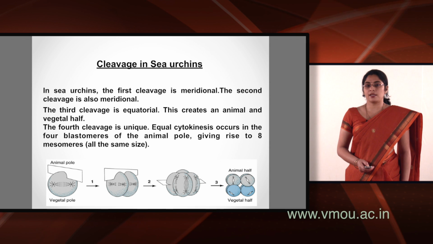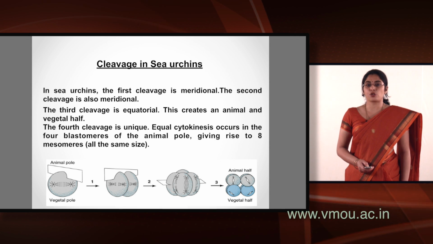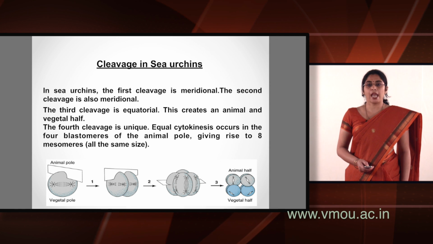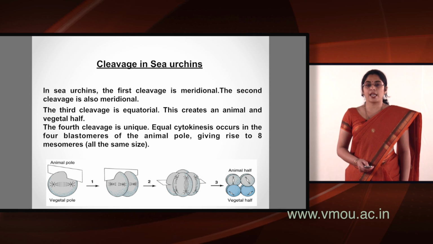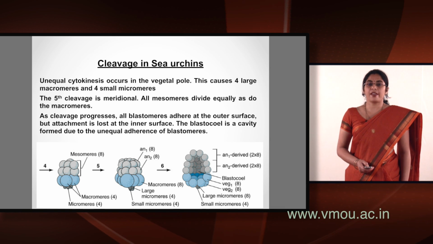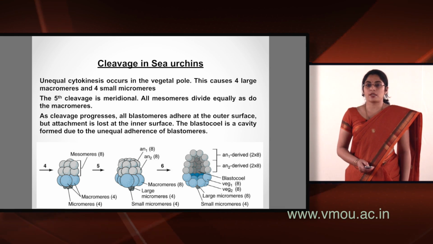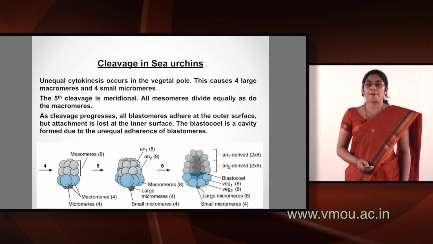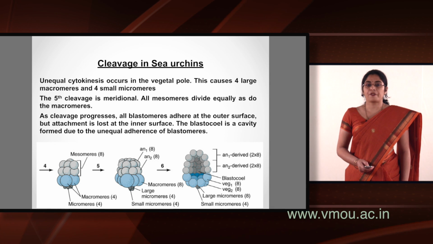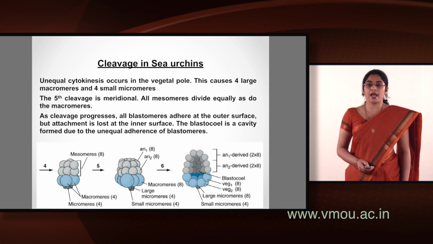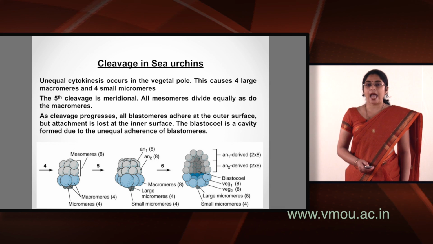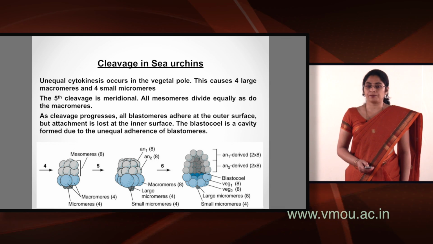Equal cytokinesis occurs in the 4 blastomeres of the animal pole, giving rise to 8 mesomeres, all the same size. Unequal cytokinesis occurs in the vegetal pole. This causes 4 large macromeres and 4 small micromeres. The fifth cleavage is meridional. All mesomeres divide equally as do the macromeres.